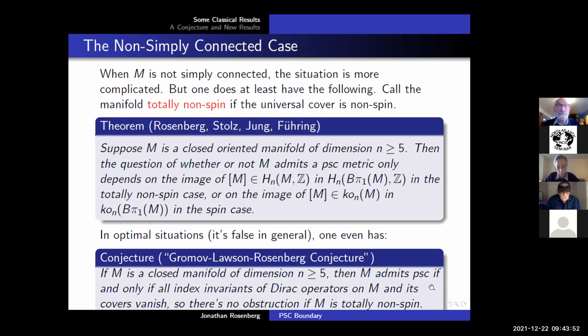Okay, good. You mean there's no known counterexample to the stable conjecture? That's true, yes. Good, okay, good. Thank you.